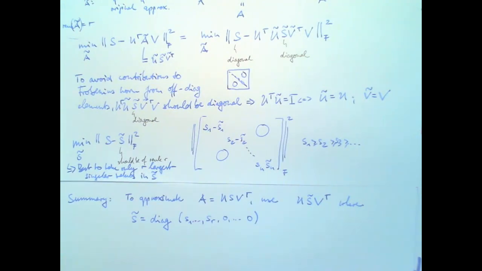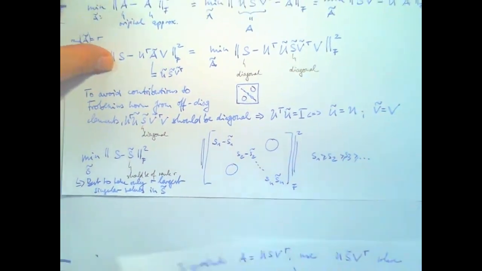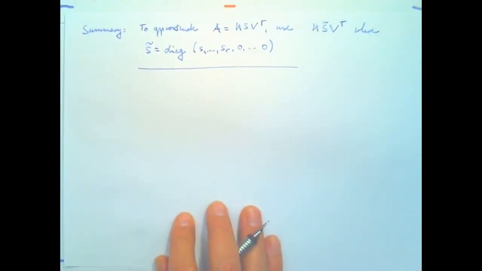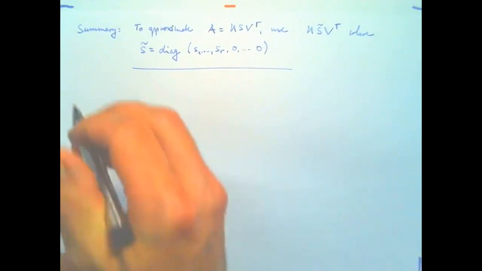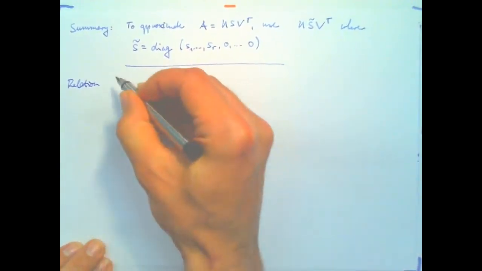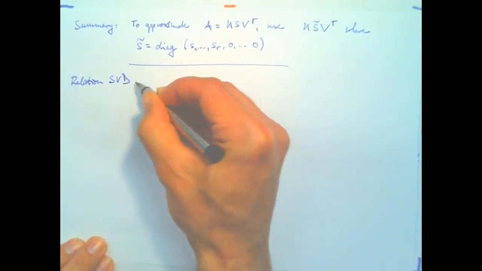So we've talked about the SVD. Any questions so far? Then I can ask how this relates to the principal components analysis that we had just seen. So what's the relation between the SVD and the PCA?